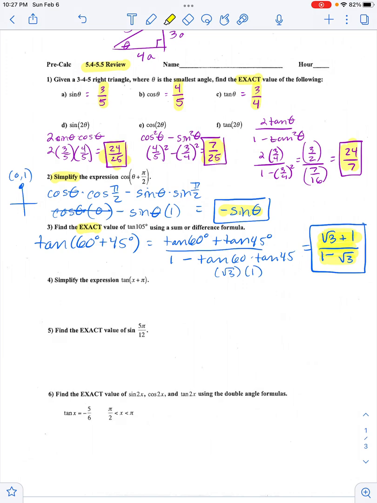So this is what your answer will look like. And it'll be a lot of combinations of root 3s and 1s and all that kind of stuff. Let's tackle the next one.